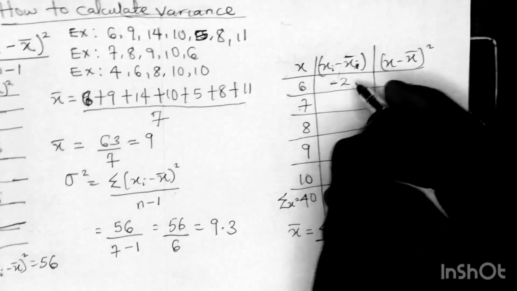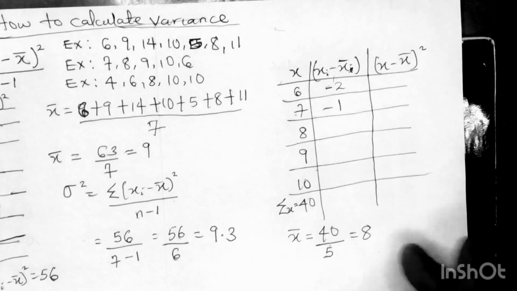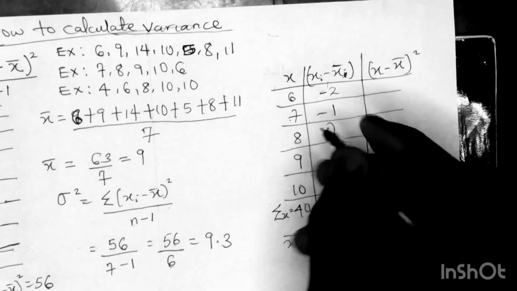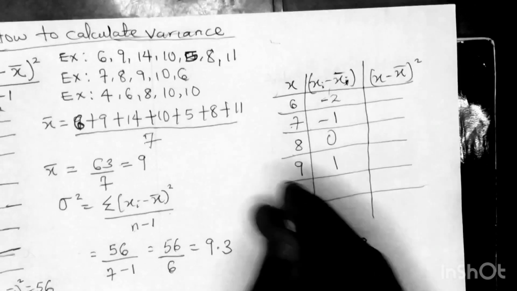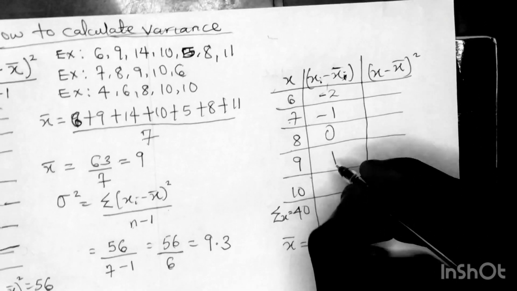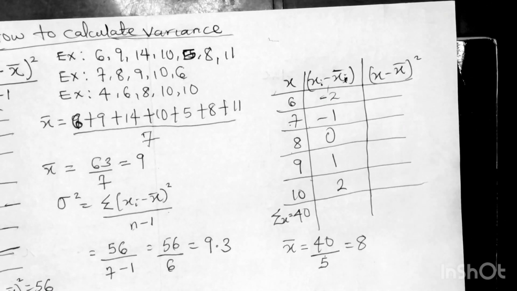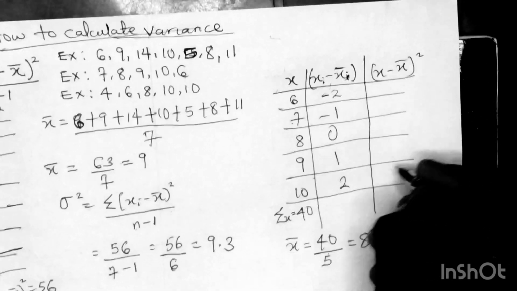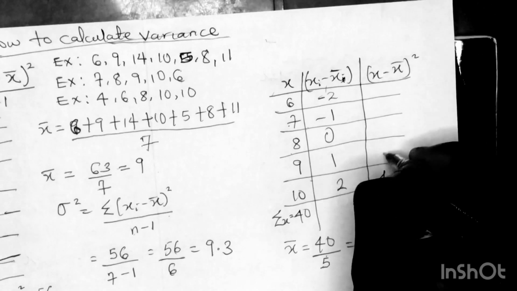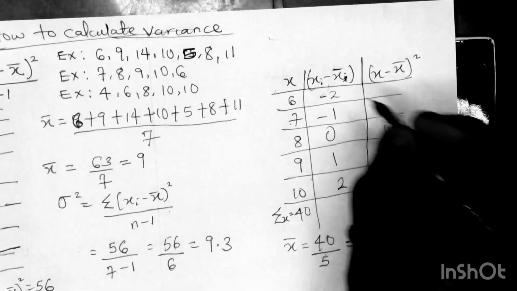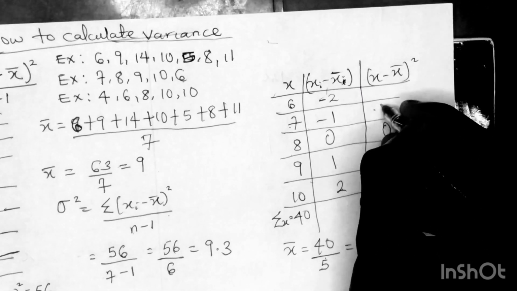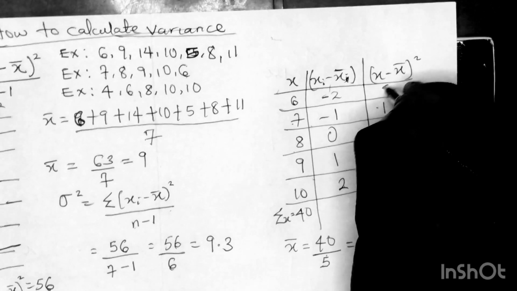So now 6 minus 8 will give me minus 2. 7 minus 8 will give me minus 1. 8 minus 8 will give me 0. 9 minus 8, 1. And 10 minus 8, 2. All right, then let's square it. If you square 2, you get 4. If you square 1, you get 1. If you square 0, it is 0. If you square 1, you get 1. And if you square 2, you get 4.